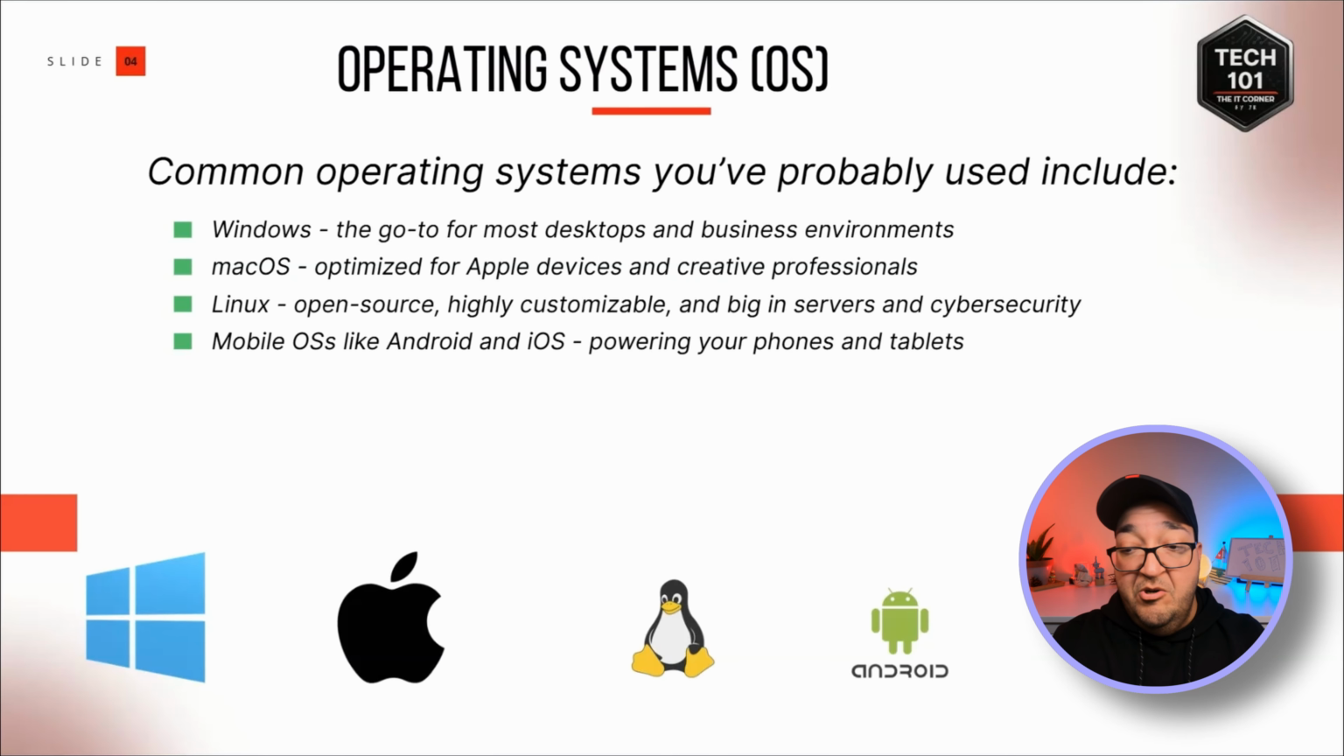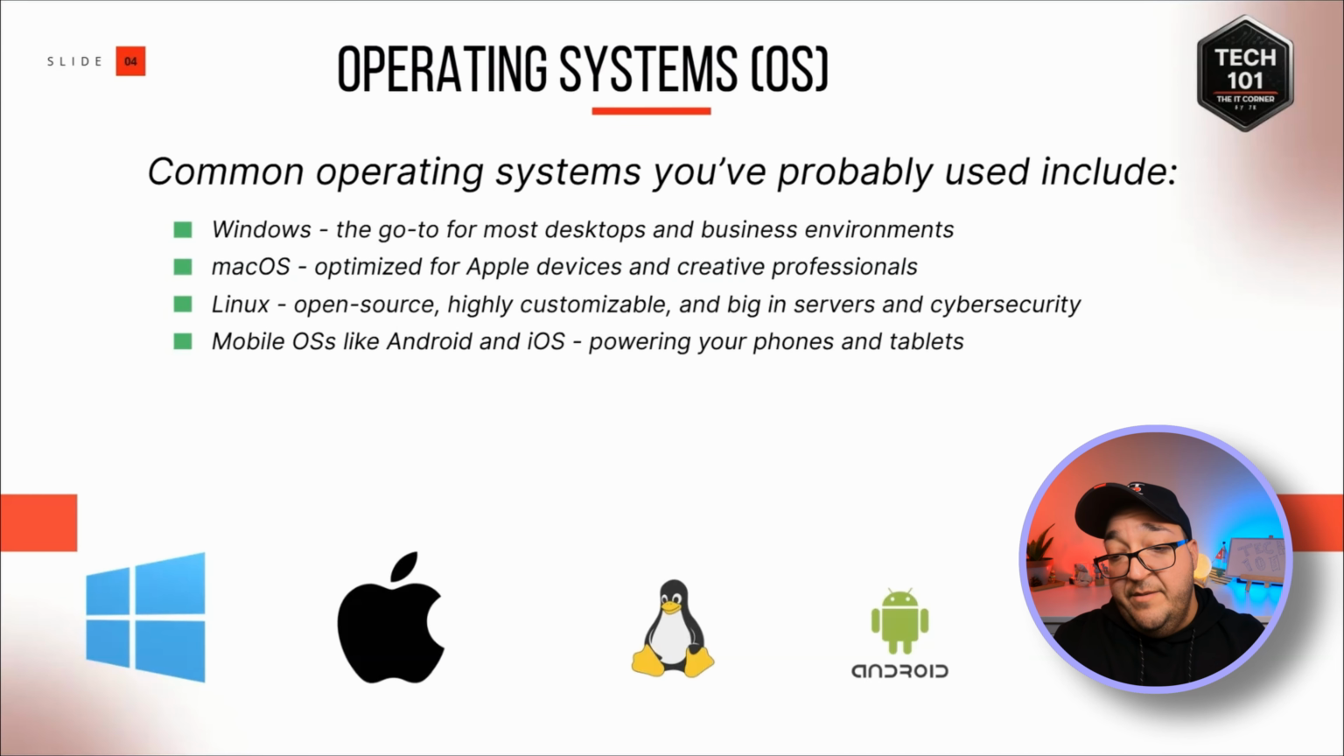Some common operating systems you probably use include Windows, which is used in a lot of places and business environments. macOS is the Apple operating system. Linux is an open source, highly customizable system. And mobile operating systems like Android and iOS, which is the Apple one, power your phones, tablets, and mobile devices.